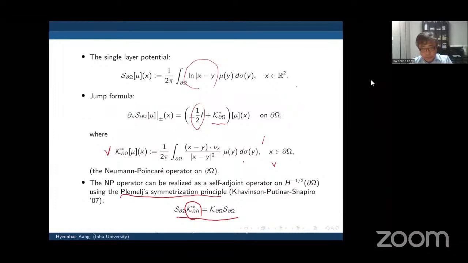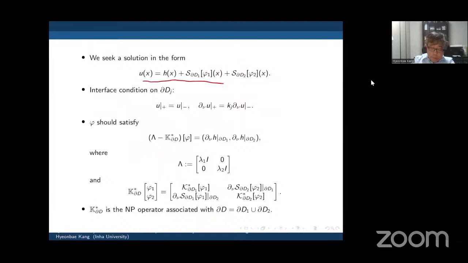Now, we seek a solution in this form. So with a single layer potential, H is a given function, and we take a single layer potential on the boundaries of D1 and D2. And the interface condition on the boundary is given by this. This is the continuity of the potential, and this is the continuity of the flux.